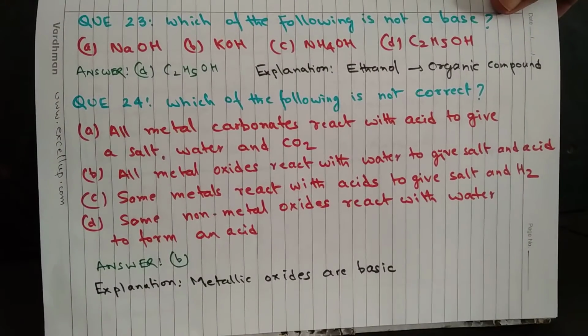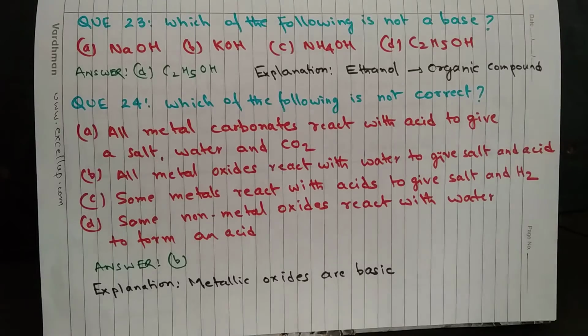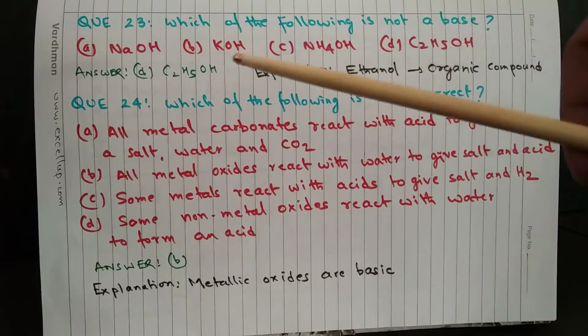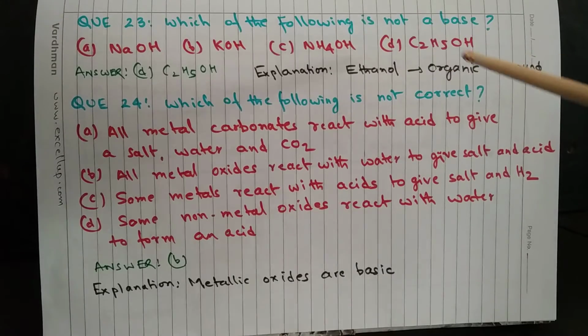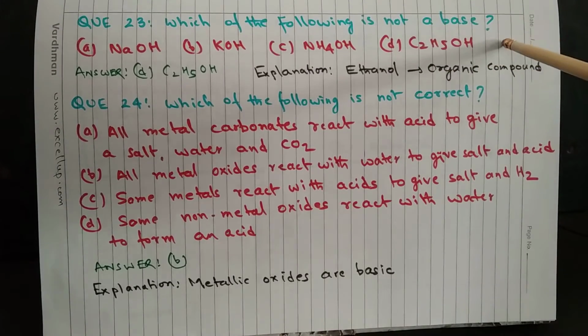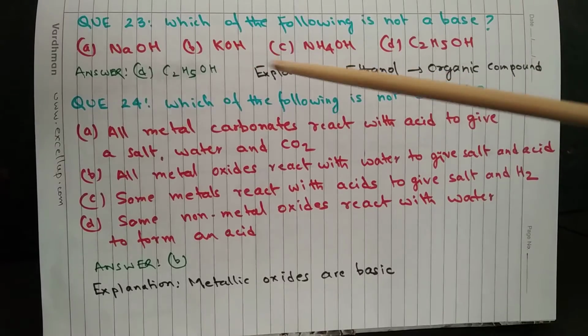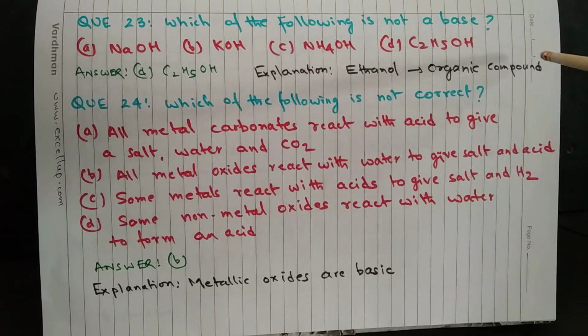Question 23. Which of the following is not a base? A. NaOH, B. KOH, C. NH4OH, and D. C2H5OH. C2H5OH is ethanol, and this is an organic compound. It is not a base.